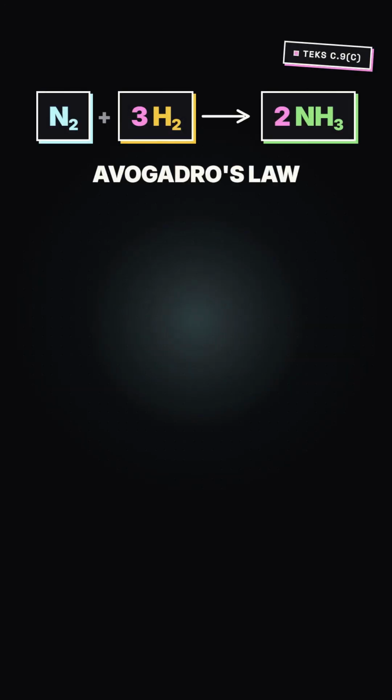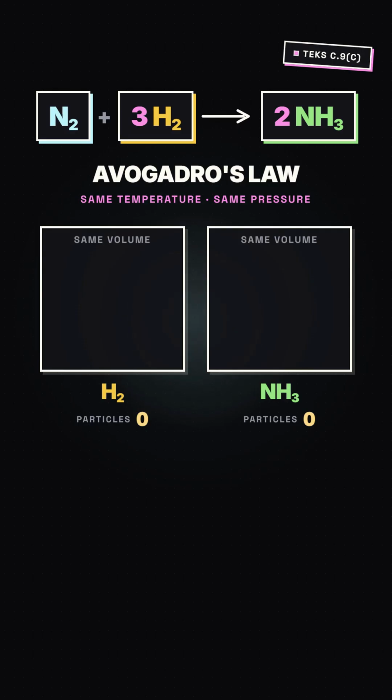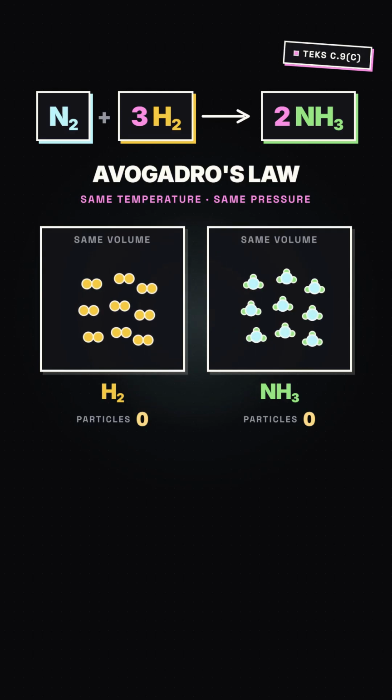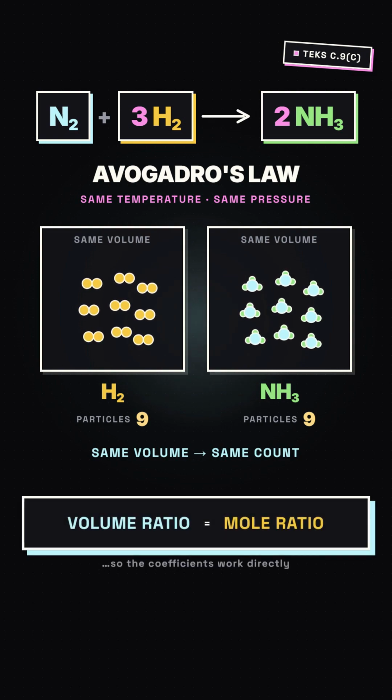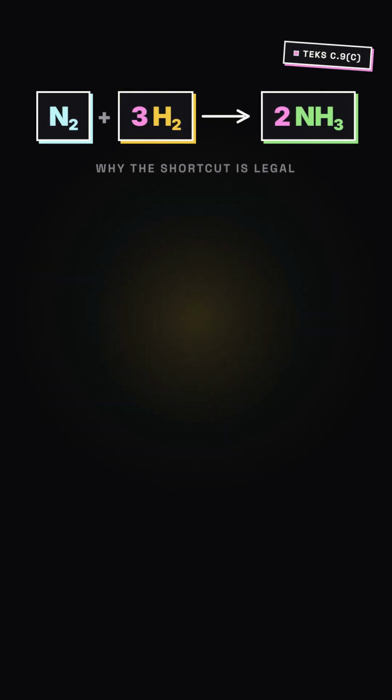This is Avogadro's law. At the same temperature and pressure, equal volumes of any two gases hold equal numbers of particles. Volume tracks the count, not the size of the molecule, not its mass. And if volume tracks the count, then a ratio of volumes is a ratio of moles. They're the same ratio. So here's the proof.